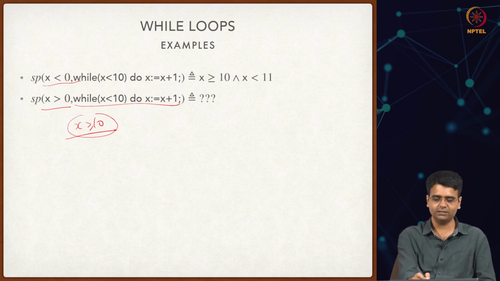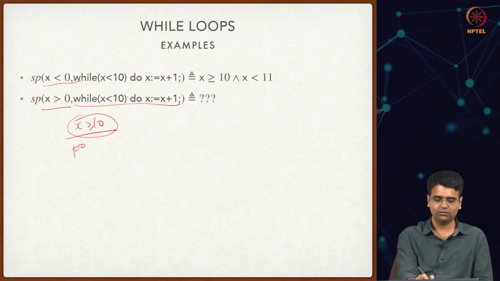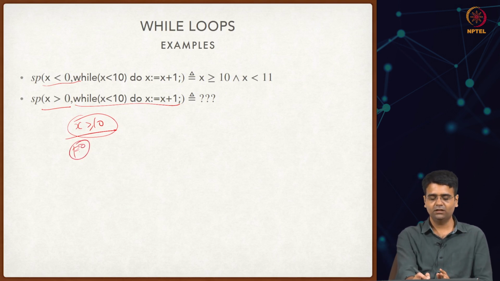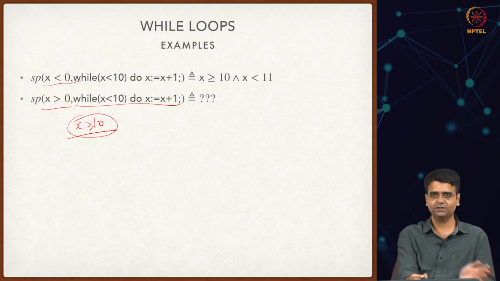So all these states where the value of x is greater than or equal to 10 are just going to filter through. This is what is probably f0, which are all the states obtained at the exit before executing any iteration of the loop. So before executing any iteration of the loop, all these states are going to filter out, because they will not execute.